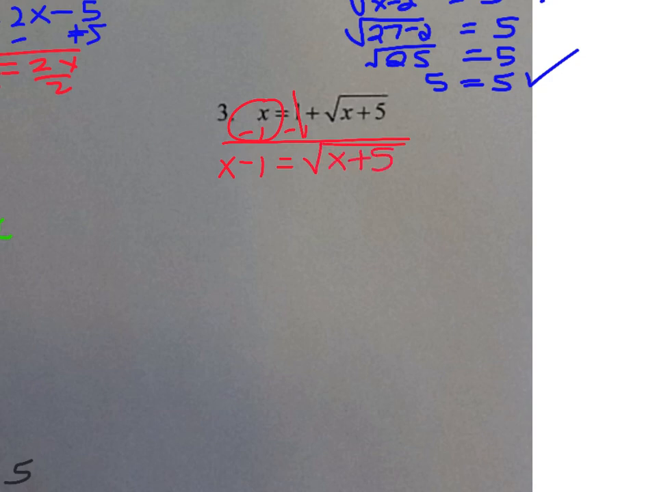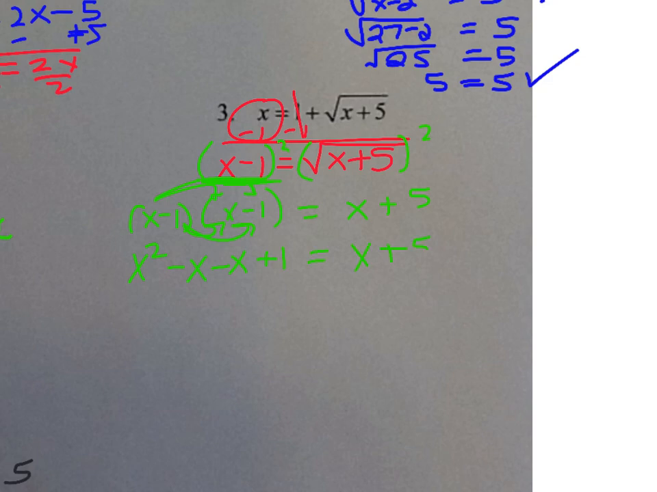Now we can square both sides. When I square the square root, they cancel each other out, so I have x plus 5. Now this side over here, you have to be careful. I'm squaring a binomial, so remember, you have to do x minus 1 times x minus 1. We have to double distribute. So x times x is x squared. x times negative 1 is negative x. Negative 1 times x is negative x. Negative 1 times negative 1 is positive 1.